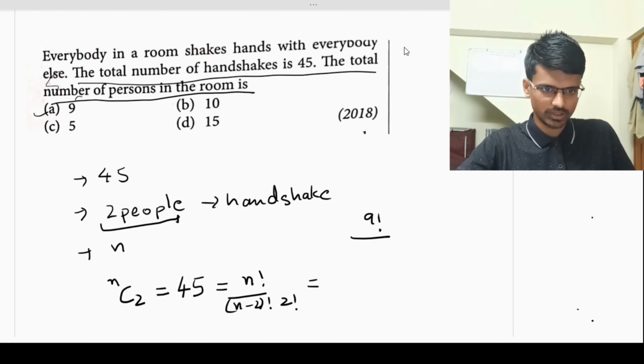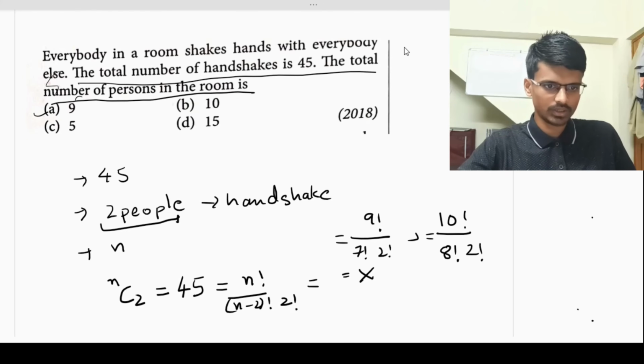9 factorial, 9 minus 2, 7 factorial, 2 factorial. So no, this doesn't give us 45. Let's check the other option. Let's check 10. 10 factorial, 10 minus 2 is 8 factorial, 2 factorial. 10 factorial, this will be 10 into 9 by 2. So yeah, this is 55.